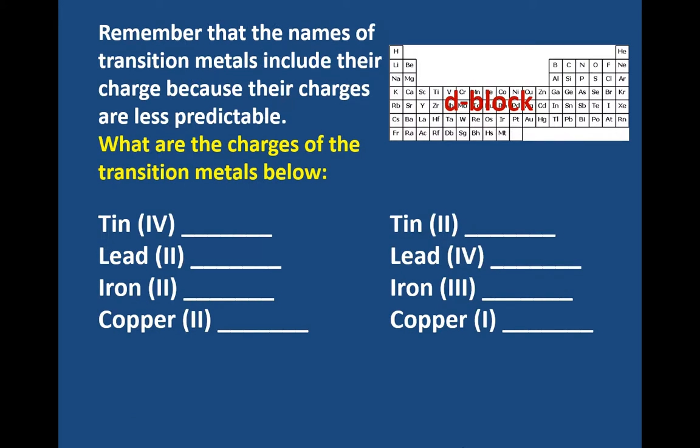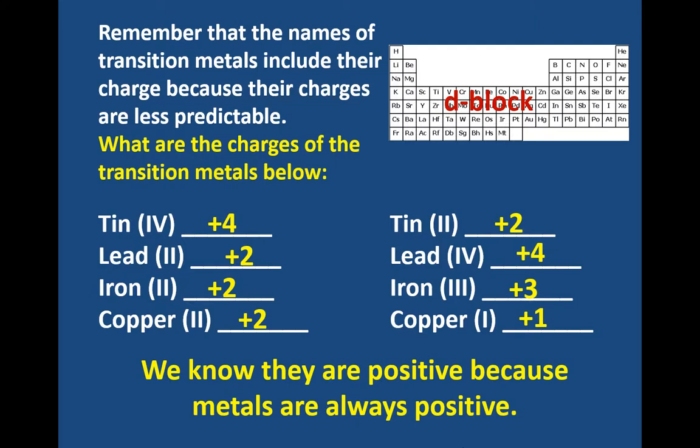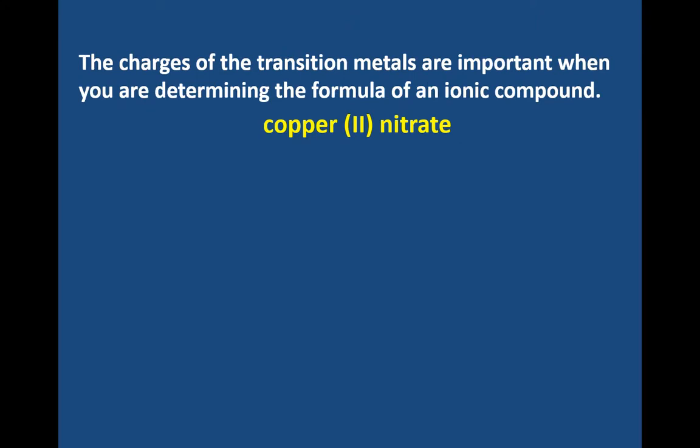Remember that the names of transition metals include their charge because their charges are less predictable. What are the charges of the transition metals below? So remember, transition metals are in the d-block area of the periodic table. We know they are positive because metals are always positive. The charges of the transition metals are important when you are determining the formula of an ionic compound.